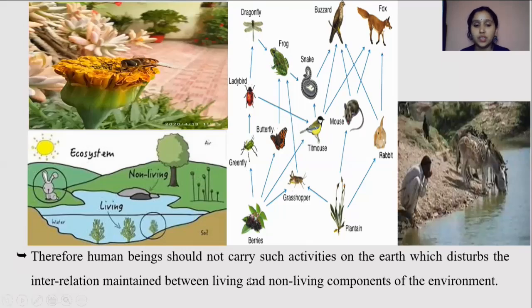Therefore, human beings should not carry out such activities on the earth which disturb the interrelation maintained between living and non-living components of the environment.